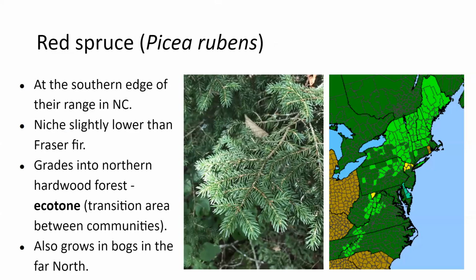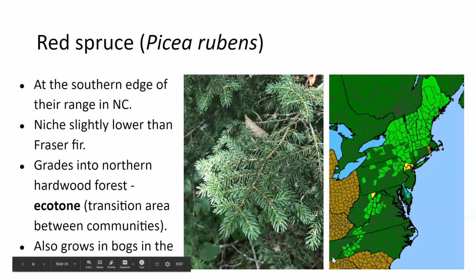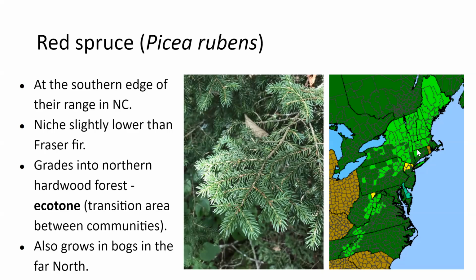This forest has two important species, Picea rubens, right? Red spruce, which we learn in lab. And you can see it's at the southern end of its range in North Carolina. It's way more widespread as you go up north and into New England and Canada. And interestingly, its niche is slightly lower in elevation than Fraser fir. So red spruce is generally found, you can start spotting it around 4,000 to 4,500 feet. But by the time you get above 5,000 feet, it's much more fir than there is spruce. And then it grades into northern hardwood forest.